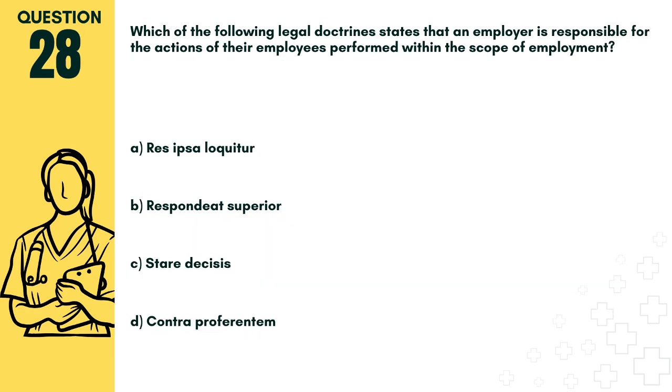Question 28. Which of the following legal doctrines states that an employer is responsible for the actions of their employees performed within the scope of employment? A. Res ipsa loquitur. B. Respondeat superior. C. Stare decisis. D. Contra proferentem.